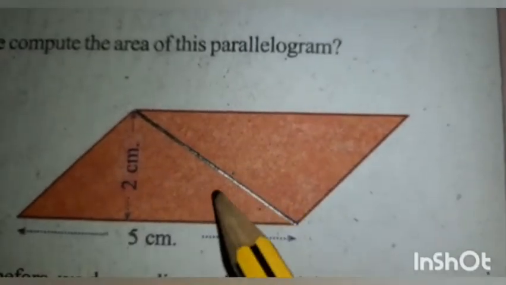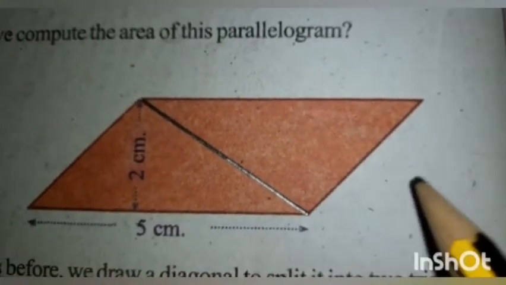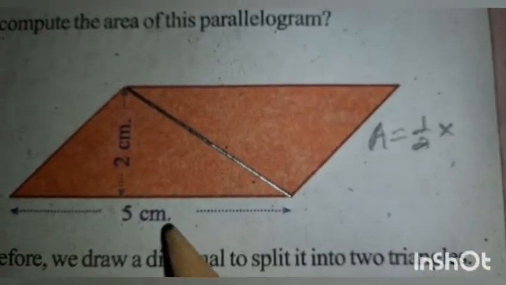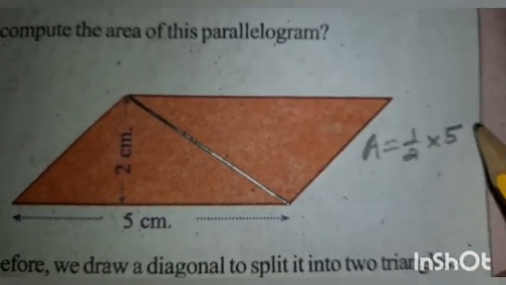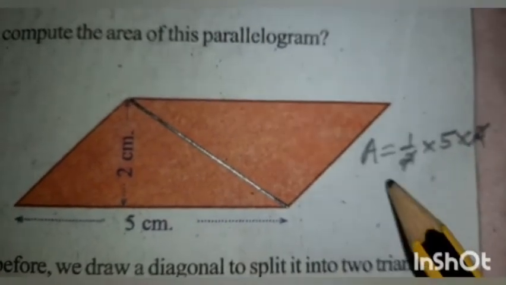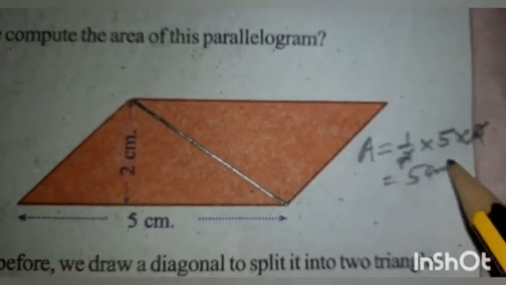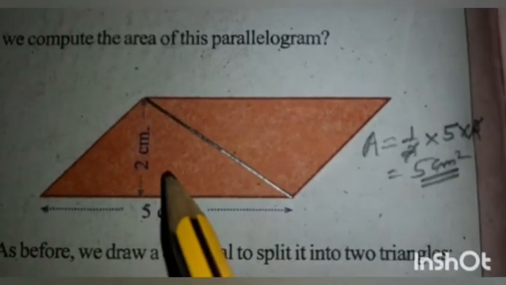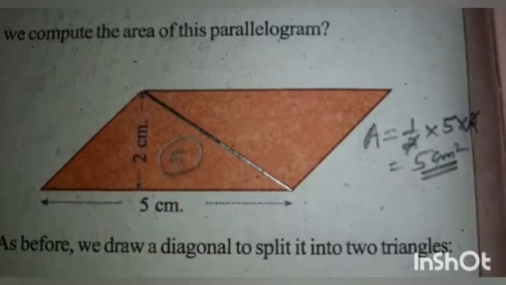So you got 2 triangles here. Then you have to find out the area of the lower triangle first. Area is equal to half into the bottom length 5 centimeter and height 2 centimeter. So 2 and 2 cancel. We will get 5 centimeter square as the area. So the area of the lower triangle is 5 centimeter square.